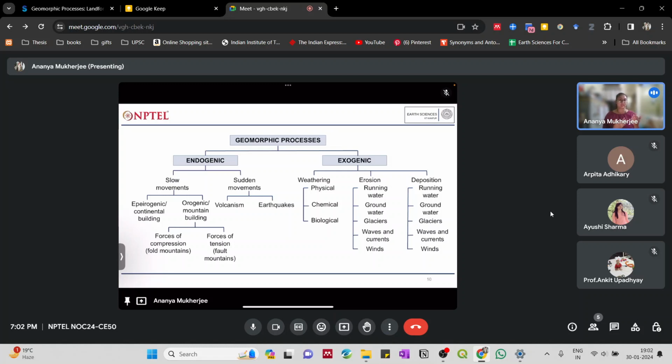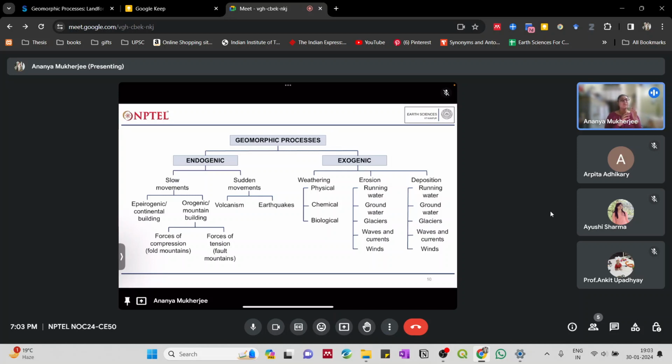Now, what is exogenic? Exogenic processes mostly happen on top of the Earth's surface, and usually there is some natural agent which is playing a role. For endogenic, the maximum role is played by the plate tectonic movements. But for exogenic, we have the natural agents making these processes happen. So you have weathering, you have erosion and deposition.